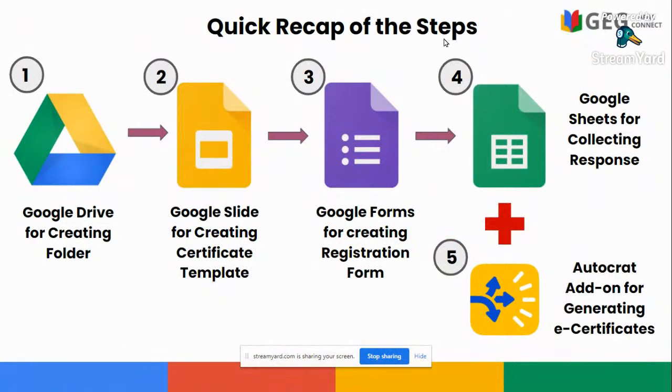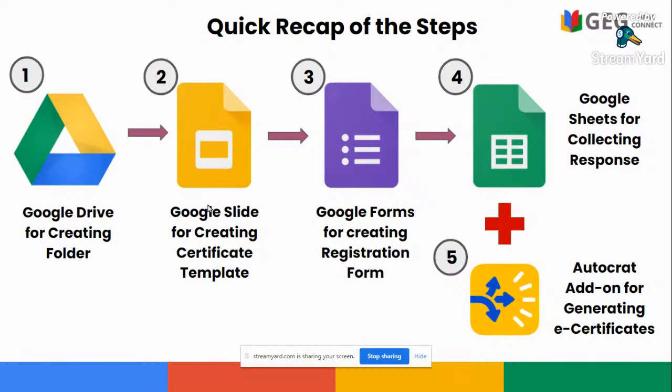So, quick recap of the steps. Step 1, Google Drive for creating a folder. This is the first step that we have to do just to ensure that our work is organized, because we have to create a certificate template, Google form, response sheet, and then the certificates will be generated. So many things are there. So it is better to create a folder and store everything in that folder.